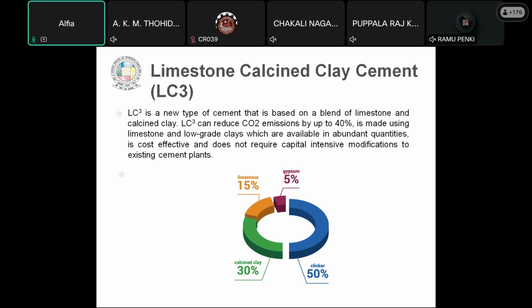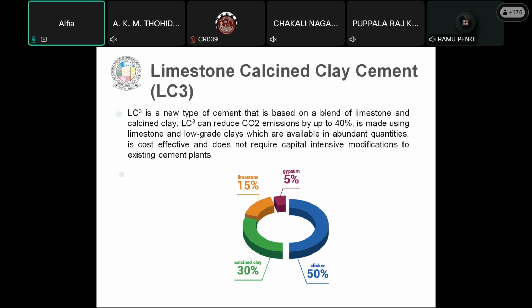Basically, this is a blend of clinker, clay, and limestone, which results in reduced carbon emission and energy consumption compared to the production of conventional cement. Another advantage is that clay is available in abundance in our surroundings. In this, we replace up to 30% of the composition of traditional cement with calcined clay.